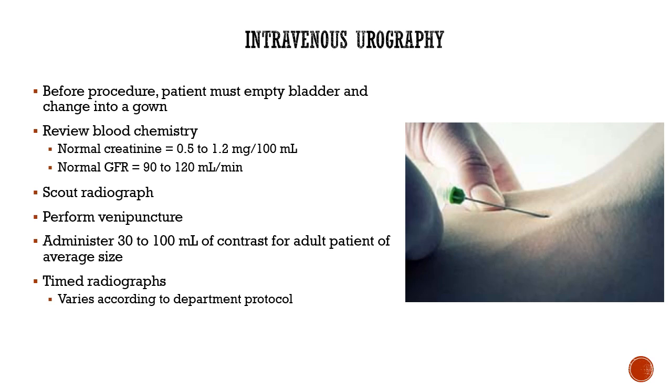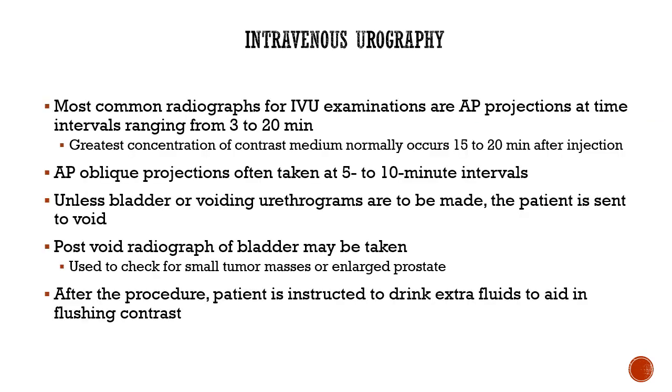We would perform a scout radiograph, usually perform venipuncture, and administer 30 to 100 milliliters of contrast for an adult patient of average size. This procedure requires the markers that we mentioned earlier, so it's going to be timed radiographs that vary according to the department protocol. The most common radiographs for the IVU exams are the AP projections at time intervals ranging from 3 to 20 minutes. The greatest concentration of contrast media normally occurs 15 to 20 minutes after injection.